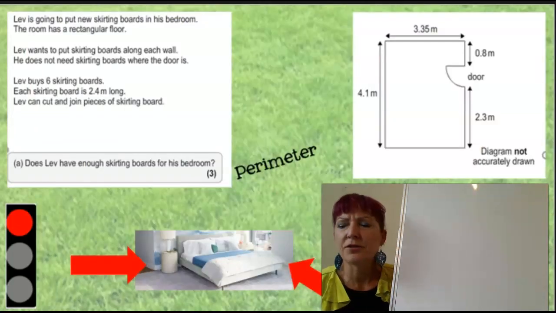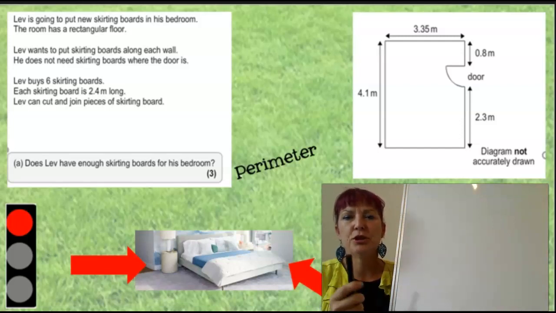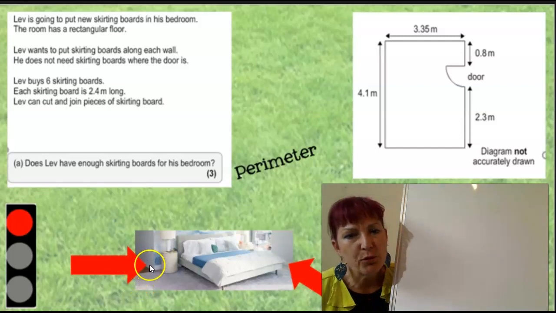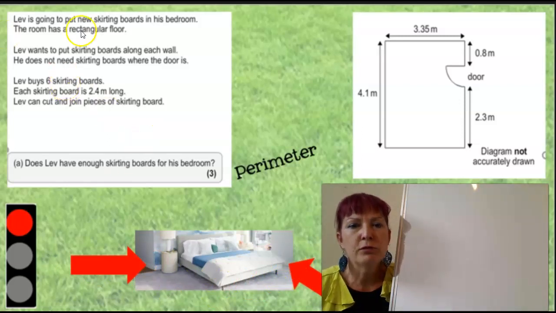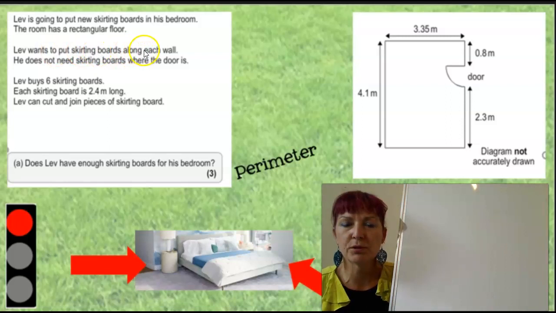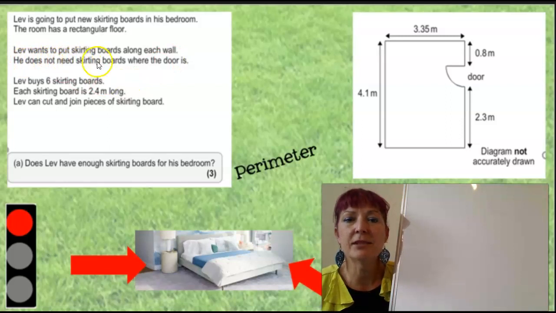So I'm going to read this question, making comment as I do. So the first thing, Levi is going to put new skirting boards in his bedroom. Can you see these big red arrows there? What they're doing is pointing to the skirting board. Some people call them kickboards. The room has a rectangular floor. Levi wants to put skirting board along each wall. That's what people normally do. He does not need skirting board where the door is.